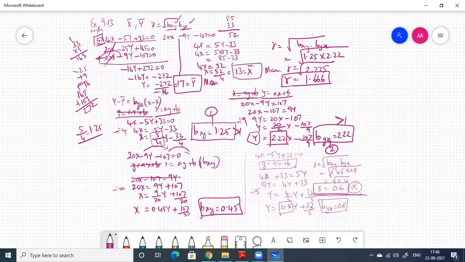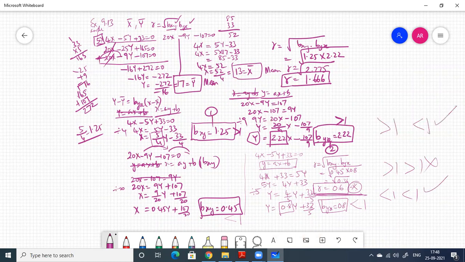Okay, so now we got b of xy, this is less than 1, and then b of yx is 0.8, this is also less than 1. Both can be less than 1, but both cannot be greater than 1. This is not possible. This is allowed. If one is greater than 1, the other one must be less than 1. Must be. Okay, that is allowed. This was not our case because it was 2.22 and 1.25. Both were greater than 1. Okay, so it is wrong. So that's why this is wrong.